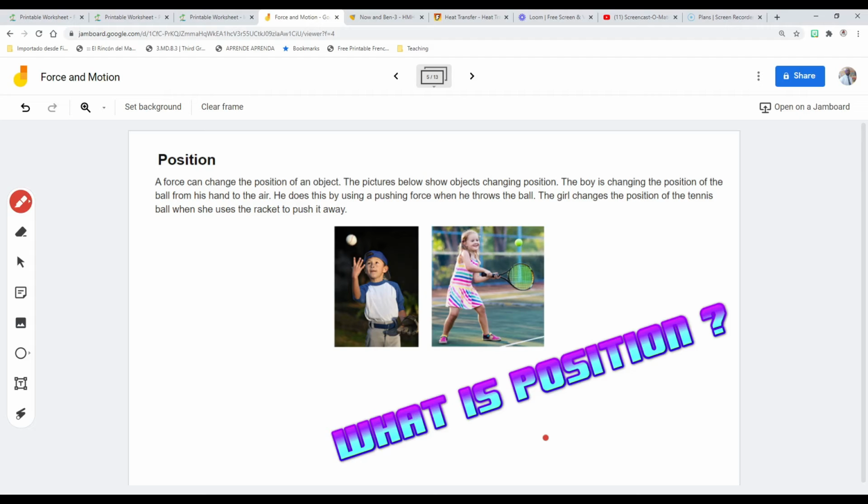The girl changes the position of the tennis ball when she uses the racket to push it away. When she pushes that ball with the racket, that ball is going to be far away from her depending on the force she applies to the racket. That ball can go faster or it can go slower. It can be further from her or it can be very close to her depending on the force she applies to the racket, and that ball will be affected by that force.